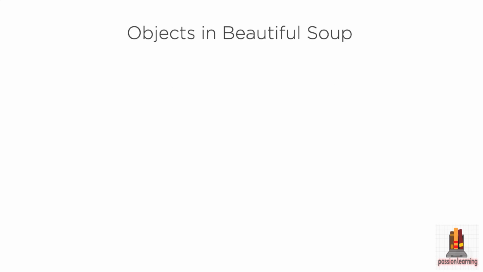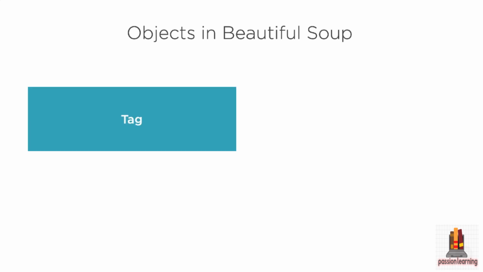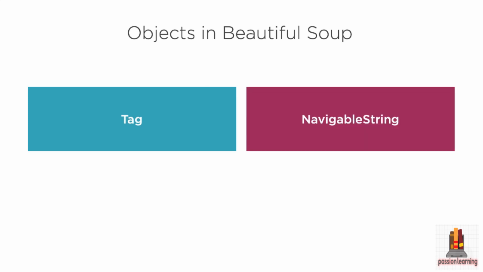BeautifulSoup parses the given HTML document into a tree of Python objects. There are 4 main Python objects that you need to know about. Let's start with tag. The tag object refers to an actual XML or HTML tag in the document. You can access the name of a tag using tag.name. You can set a tag's name to something else. You can also access different attributes like the class and ID of a tag.